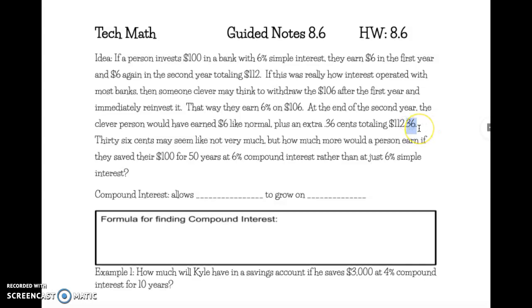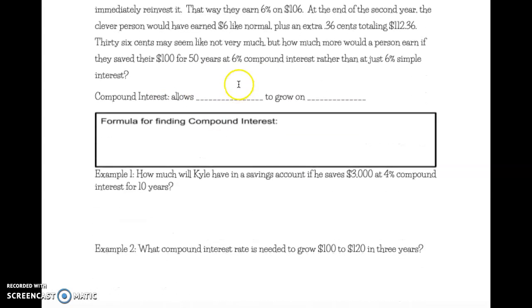Now that doesn't seem like that much, but over the course of many, many years, that could be quite a bit of money. So how much more would a person earn if they saved their $100 for 50 years at 6% compound interest, which is what we were just talking about if you took it out and put it back in each year, rather than just the 6% simple interest? Well, that's what we're going to try to solve.